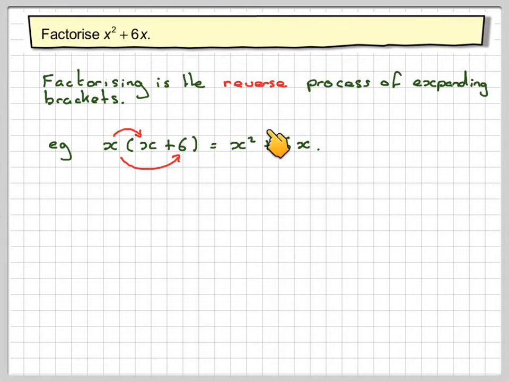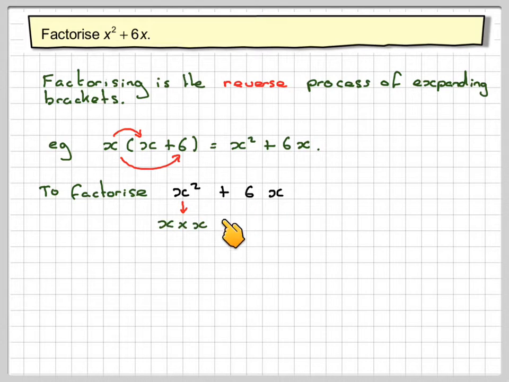Now the question is, given that, can we get back to that? Because that's the process of factorisation. So let's give you a method for doing it. To factorise x squared plus 6x, remember that x squared is the same as x times x. Put in a plus, and then we've got 6.